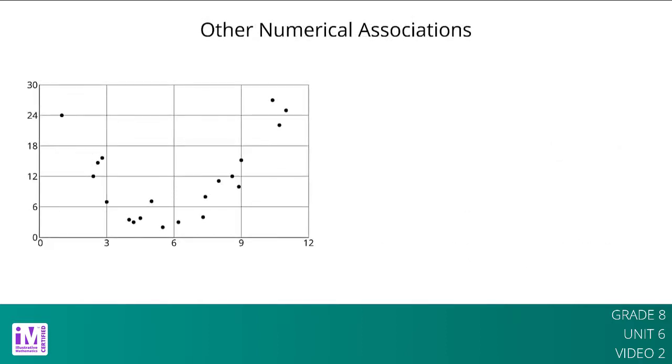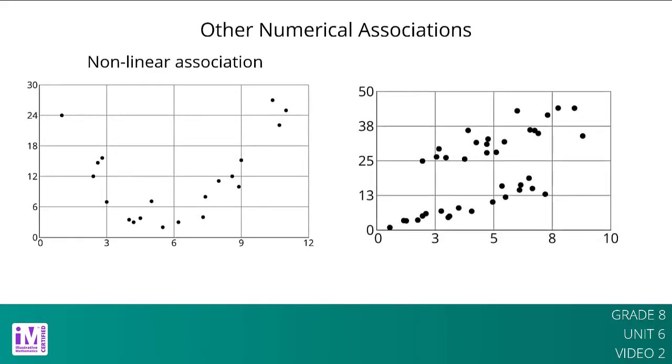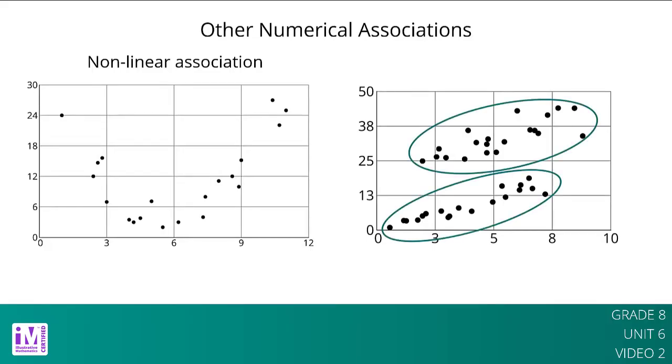Sometimes a scatter plot shows an association that is not linear. We call such an association a nonlinear association. Sometimes in scatterplots, we can see separate groups of points. We call these groups clusters.